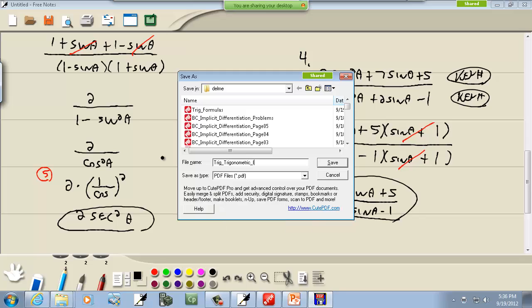Trigonometric Identities, page 01, that PDF.